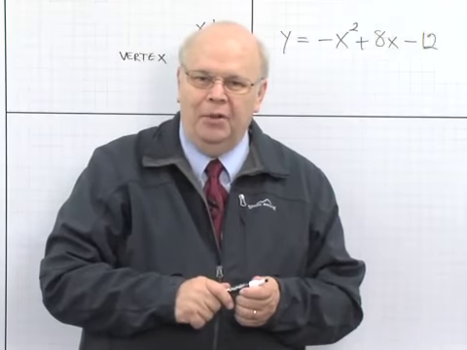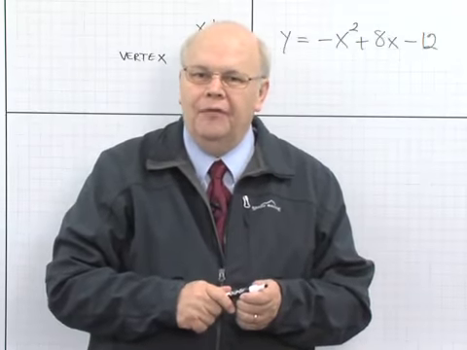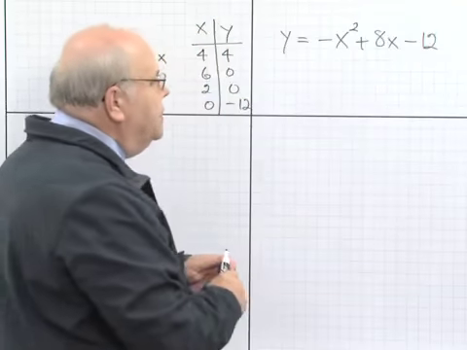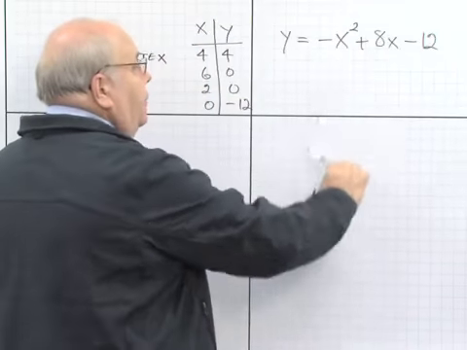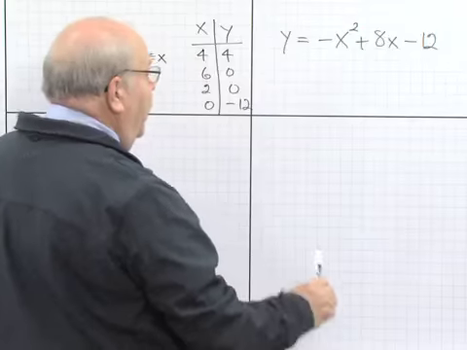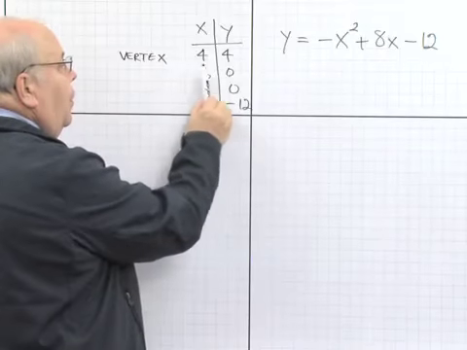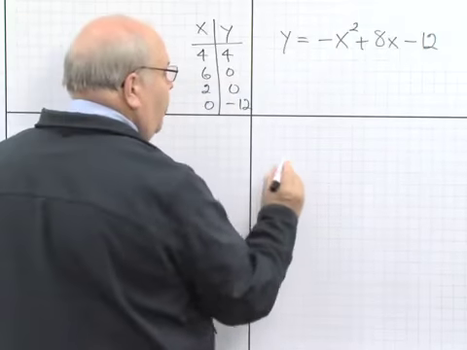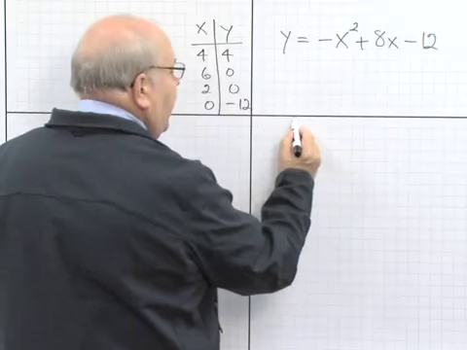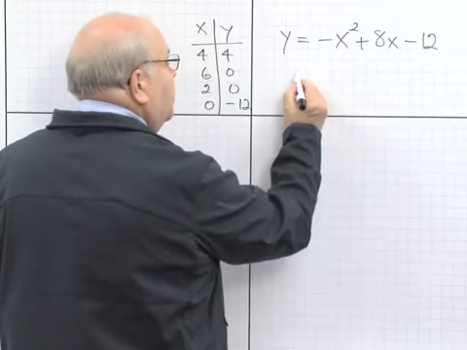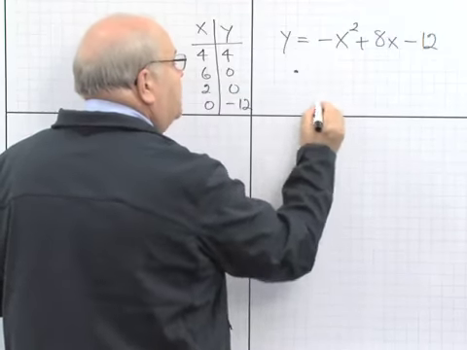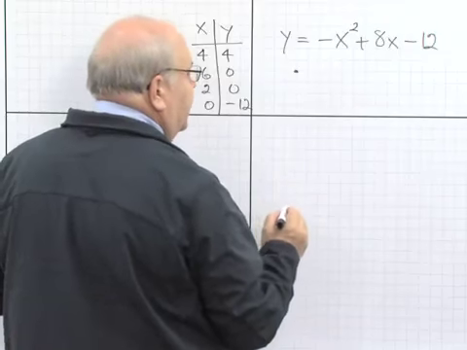Well, we have a table of values. Let's do a graph of our parabola. We said that because a was negative, it's a parabola opening downward, and the key point to work with is the vertex at 4, 4. So in the x direction, we count over 4. In the y direction, we count over 4. And this becomes the key point, the vertex.